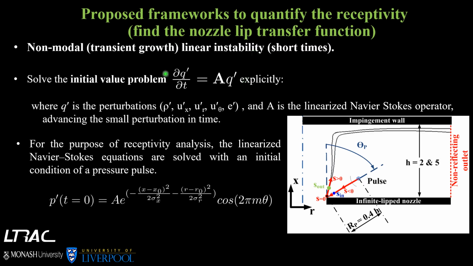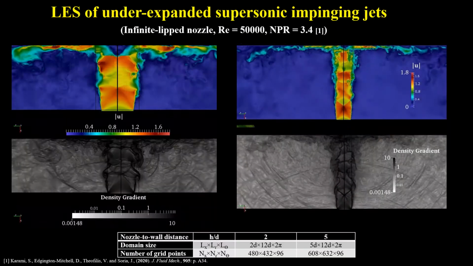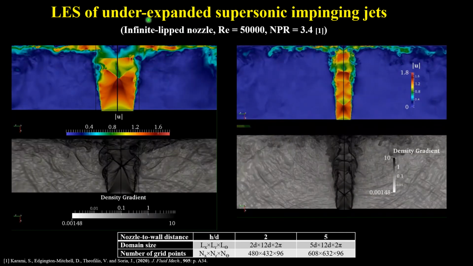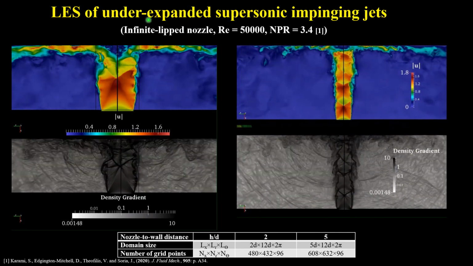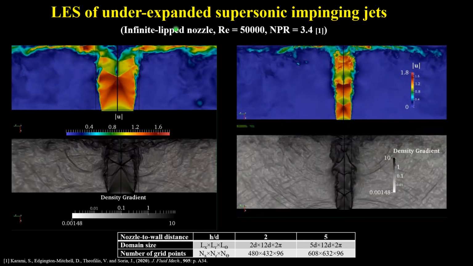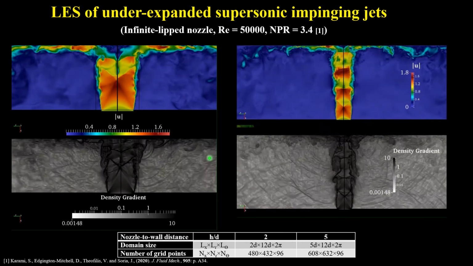We solve the linearized Navier-Stokes equations as an initial value problem in a three-dimensional domain, subject to an initial condition of a pressure pulse. This pressure pulse allows us to excite a wide range of frequencies. Instability analysis requires a mean or base field. The mean field for this study was obtained from time and azimuthal averaging of an LES dataset of two cases.